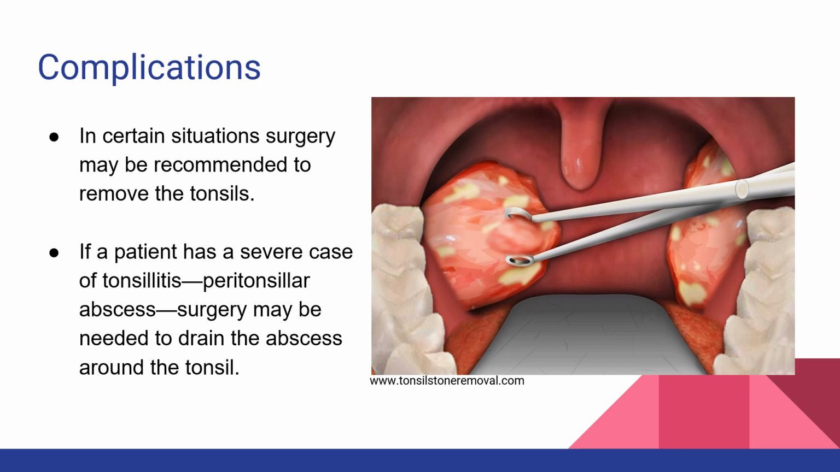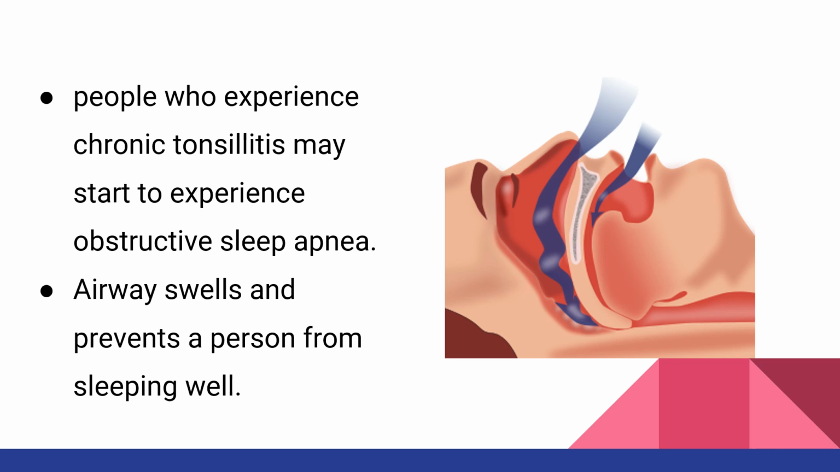Typically, children who have 7 episodes of tonsillitis in 1 year, or 5 episodes per year for 2 consecutive years, or 3 episodes per year for 3 consecutive years, are considered candidates for tonsillectomy. If a patient has a severe case of tonsillitis, peritonsillar abscess surgery may be needed to drain the abscess around the tonsil. People who experience chronic tonsillitis may start to experience obstructive sleep apnea.